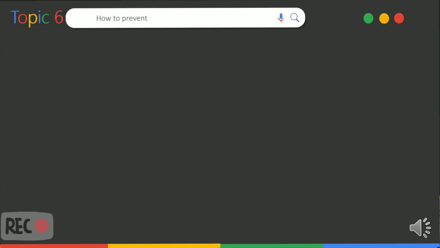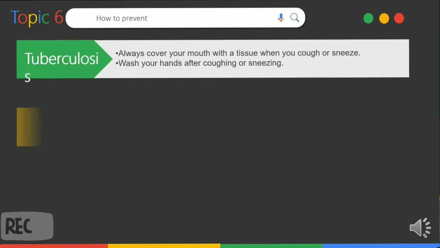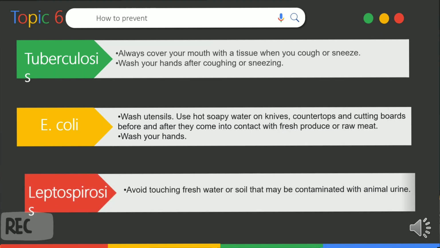How can we prevent these bacteria? First, always cover your mouth with a tissue when you cough or sneeze. Wash your hands after coughing or sneezing. For E. coli, wash your utensils. Use hot soapy water on knives, countertops and cutting boards before and after they come into contact with fresh produce or raw meat. For leptospirosis, avoid touching fresh water or soil that may be contaminated with animal urine.